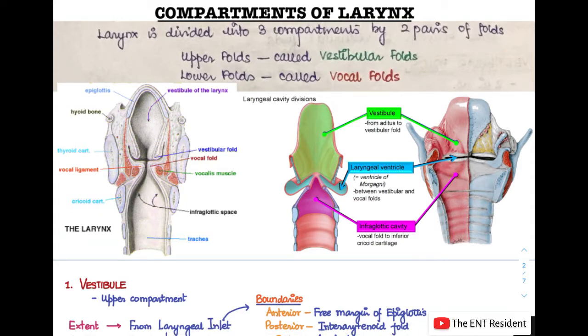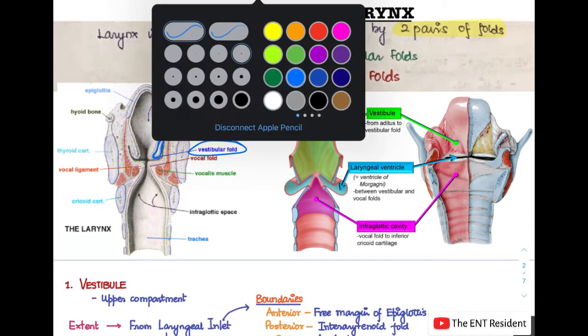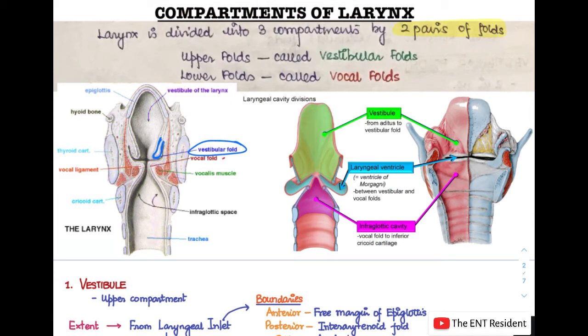Now, larynx can be divided into three compartments by two pairs of folds. Now, what are these pairs of folds? The upper folds are called the vestibular folds. As you can see over here, this pair of folds over here is the vestibular fold, and the lower folds are called the vocal folds, which is this pair of folds over here. So, these two folds divide the larynx into three compartments.